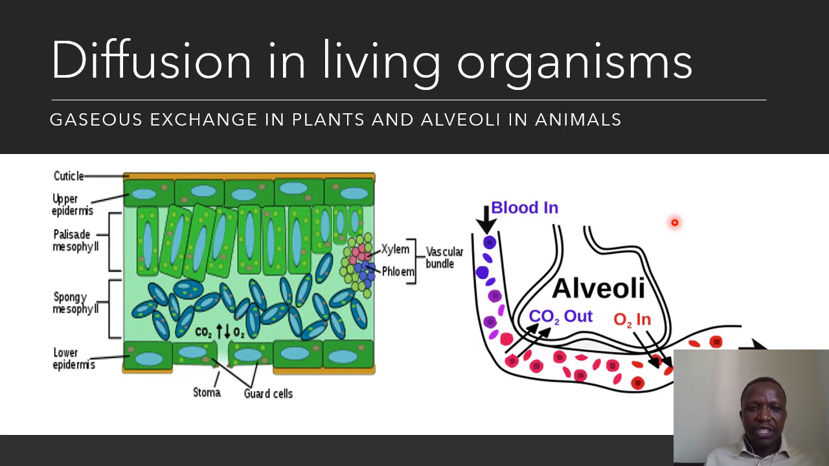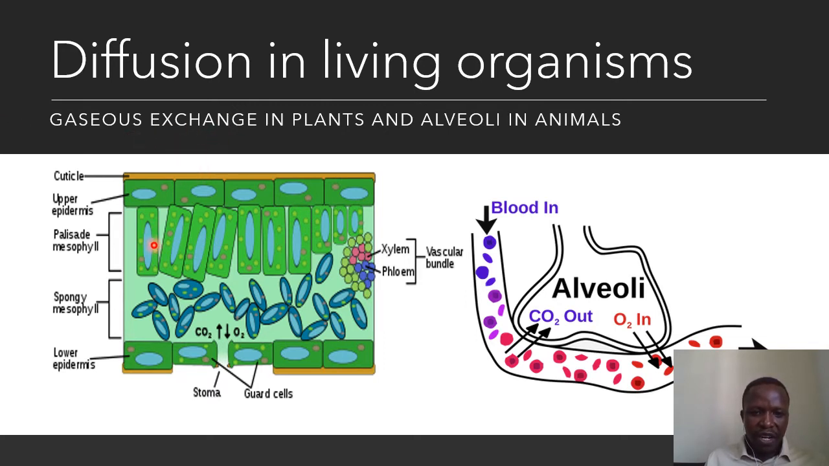Let's look at diffusion in living organisms. There are two structures here that are going to help us explain diffusion in plants and alveoli, which is in animals. Now, diffusion is a very important process. In plants, it brings about gaseous exchange.